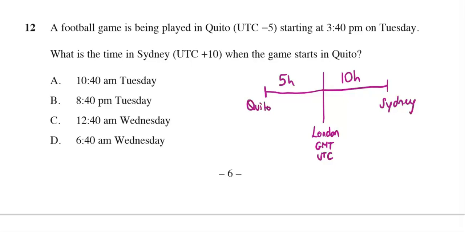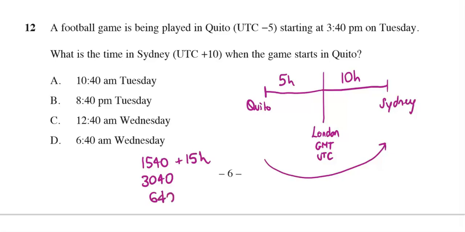So there's actually 15 hours between those two locations. 1540 plus 15 hours gets me to 3040. I'll subtract 24. So it's 6:40 a.m. the next day. The answer is D.